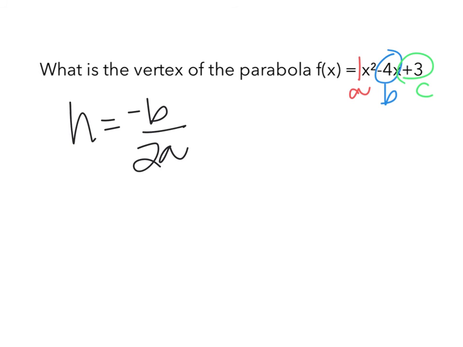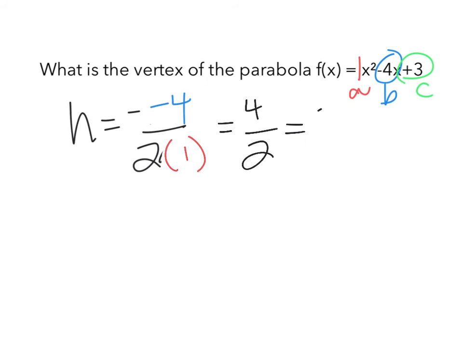So all I'm going to do is go back in and plug in negative b. So I'm going to actually erase the b, and instead of b, I'm going to put in what b equals, which is negative 4. And then on the bottom, I'm going to erase my 2, and instead of a, I'm going to put in what a equals, which is a positive 1. So when I calculate that, I'm doing negative negative 4, which ends up being a positive 4 over 2, which is equal to 2.